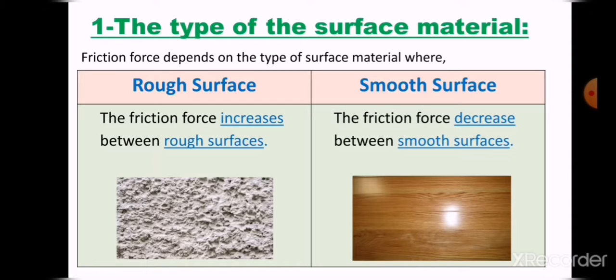Okay? On the rough surface, if you push a ball on the cement or on the sand, the friction force increases between the rough surface. But on the ceramic, if you push or move the ball on the ceramic road, the friction force decreases between the smooth surface. So the type of surface material affects the friction force, because on the rough surface the friction force increases, but on the smooth surface the friction force decreases.